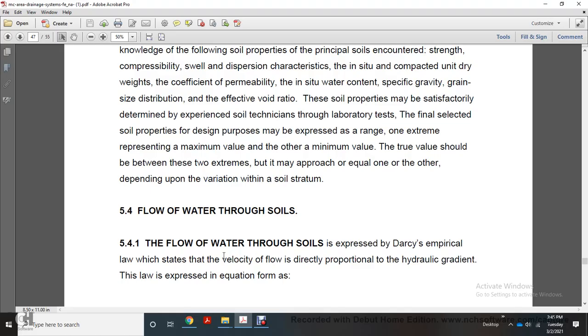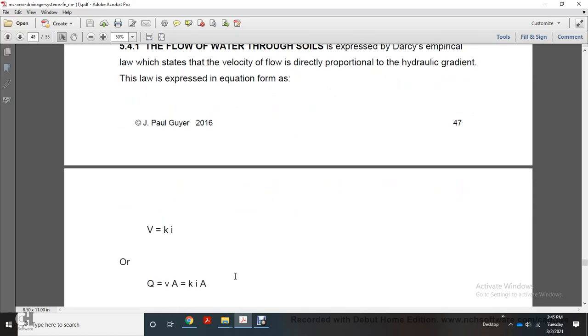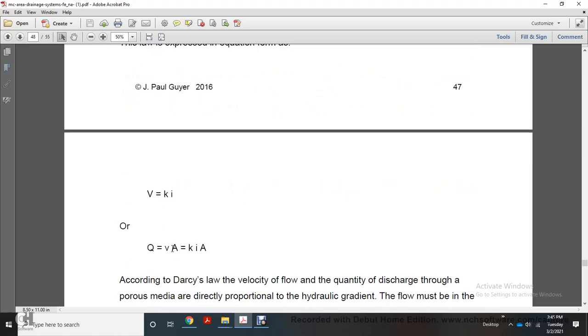Flow of water through soil. Flow of water through soil is expressed by Darcy's empirical law, which states that the velocity of flow is directly proportional to the hydraulic gradient. The flow is expressed in equation form as V equals K times I, or Q equals V times A, which equals K times I times A.